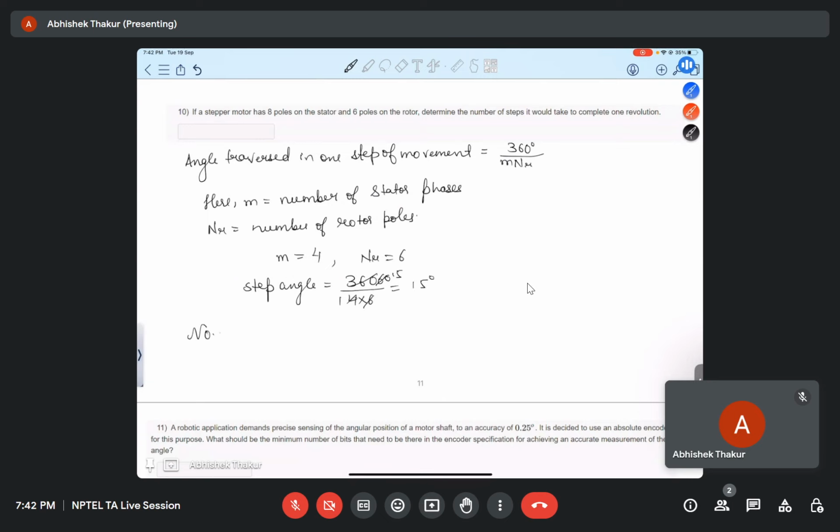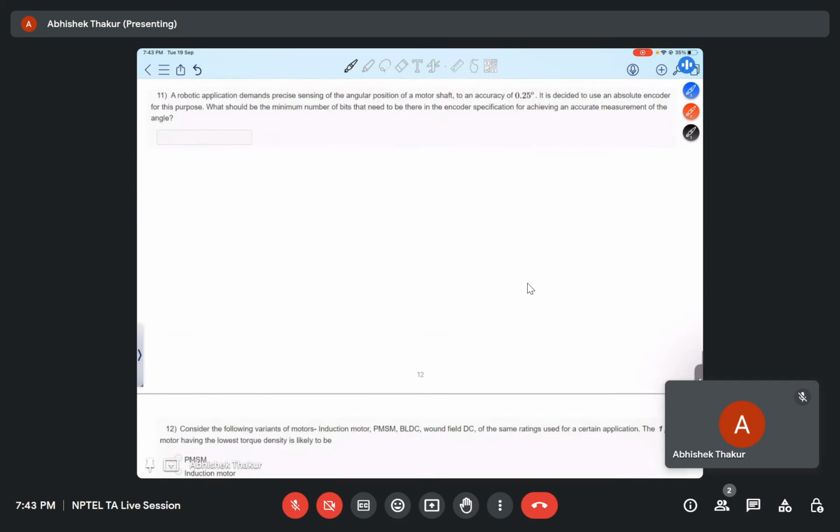So the number of steps in one revolution is equal to 360 by 15 degree. So this is equal to 24 steps in one revolution. The number of steps it would take to complete one revolution is 24 steps. In 24 steps, it will complete one full revolution.